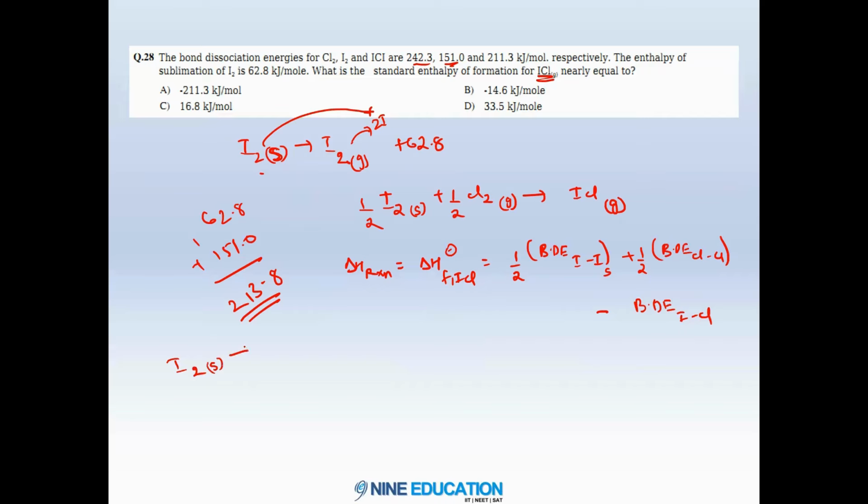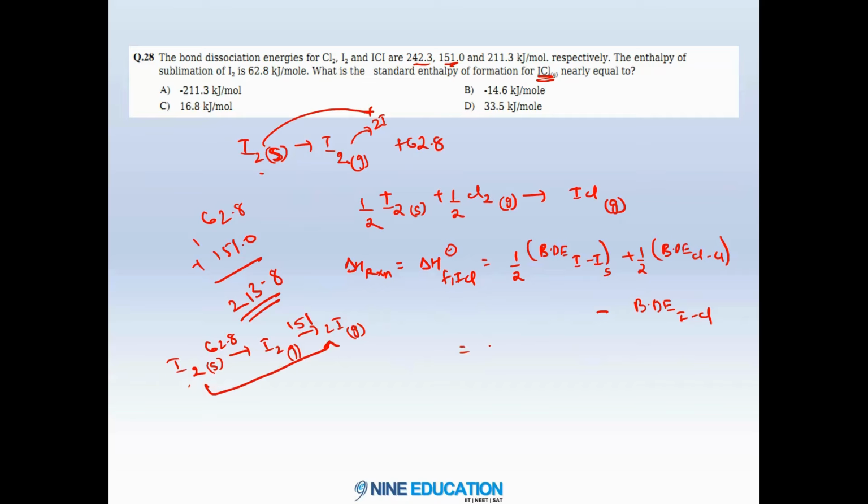I2 solid to I2 gas is 62.8, and I2 gas to 2I gas is what we understand as bond dissociation energy, 151. So I2 solid to I2 gas will be this plus this, which is not written here. And when I say bond dissociation energy of I2, this is what we are planning to write here. So naturally, this is what we have to substitute.